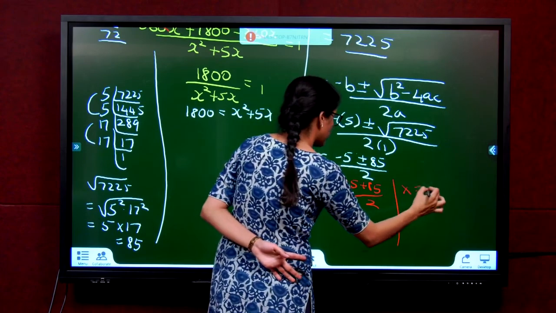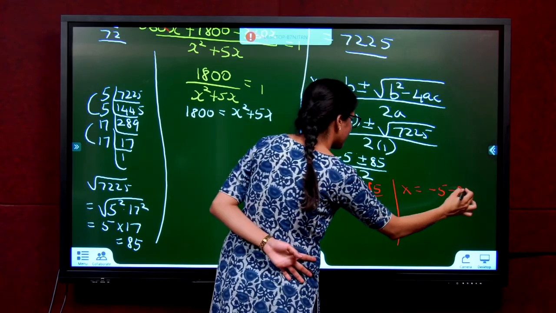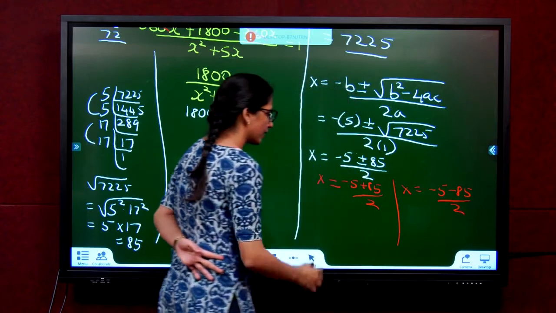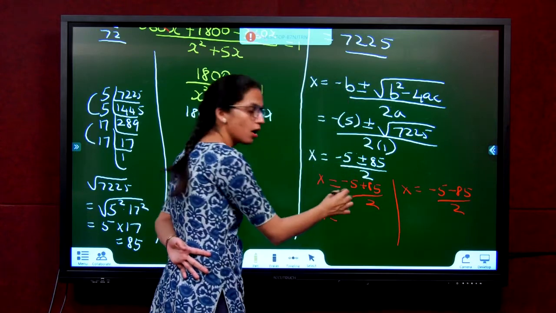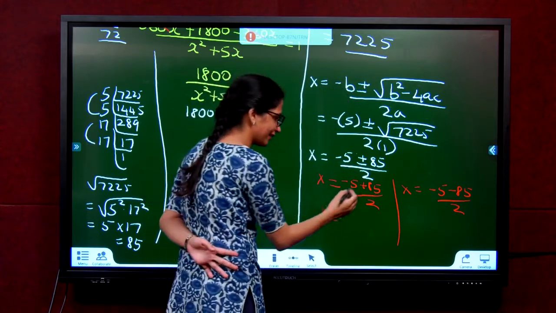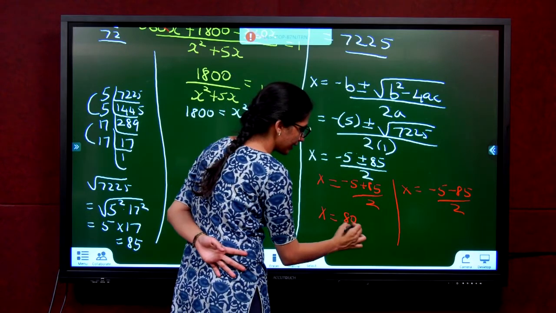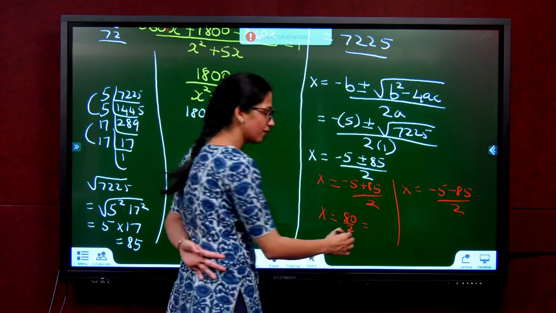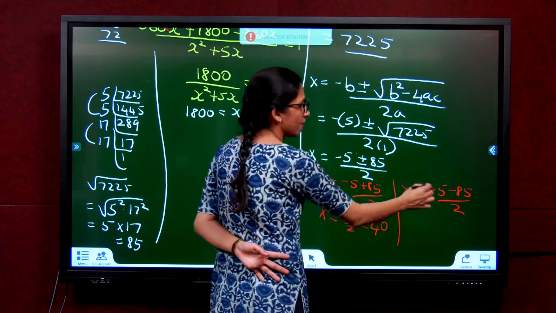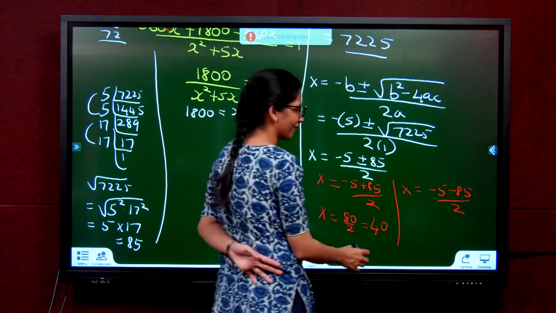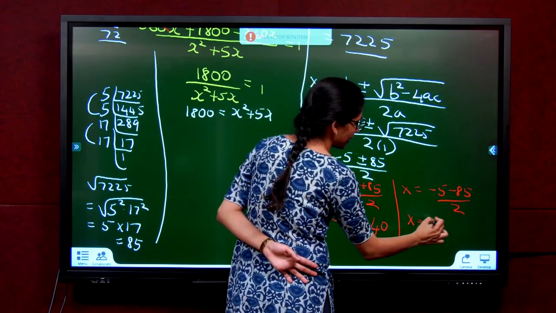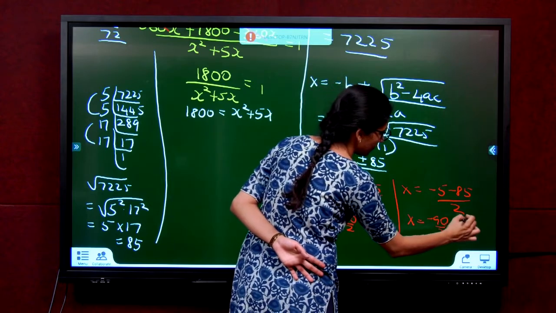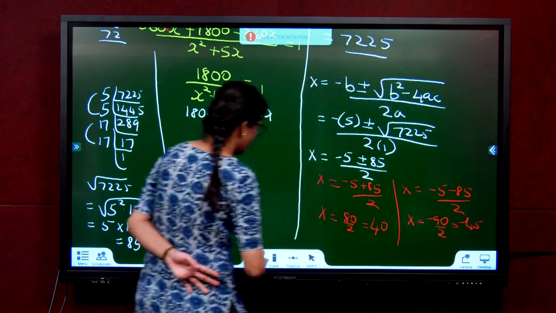X is equal to minus 5 minus 85 by 2. X is equal to minus 5 plus 85, which is 80 by 2, which is nothing but 40. Minus 5 minus 85 is minus 90 by 2, which is nothing but minus 45.